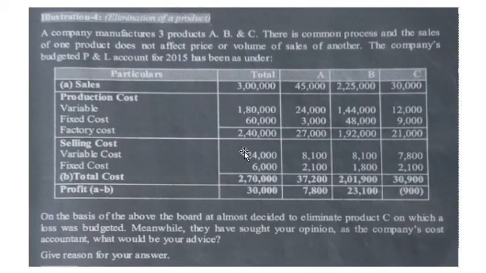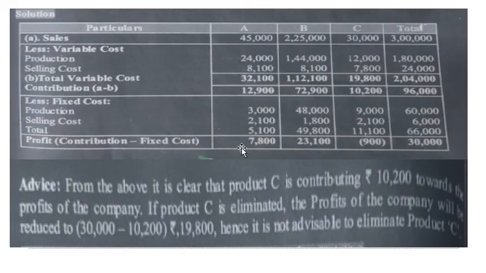Next, fixed cost under selling sector. Fixed cost under the selling section is 6,000 in total. So let us consider that selling cost 2,100 for A, for B 1,800, for C 2,100. So the total of it will arrive to 6,000. So this is your fixed cost under your production section and selling section.